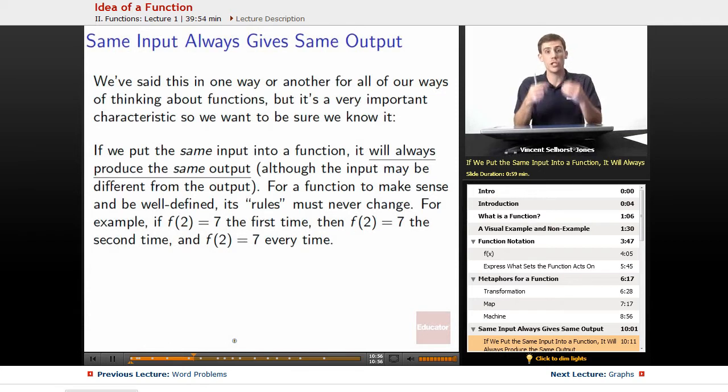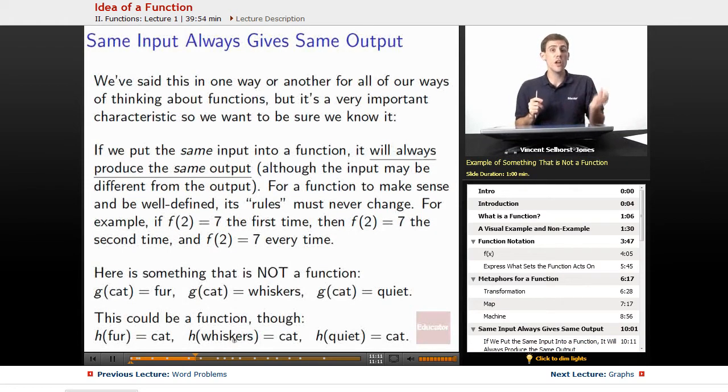Your rules don't change when you are working on the same thing. You work on everything, you work on one element the same way each time. You always map it, you always transform it, you always assign it to the same place. Here is something that is not a function.